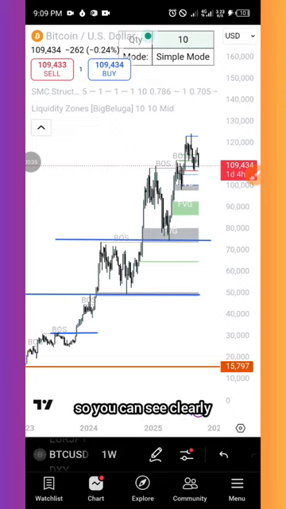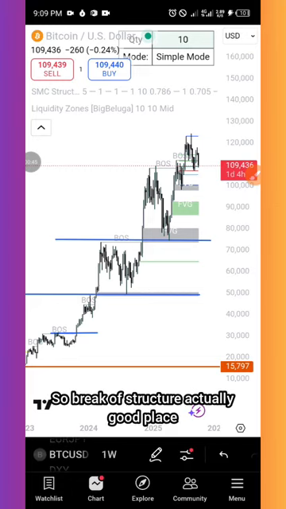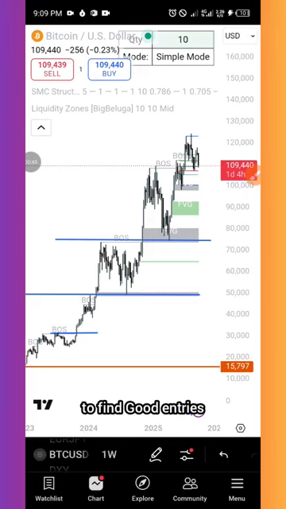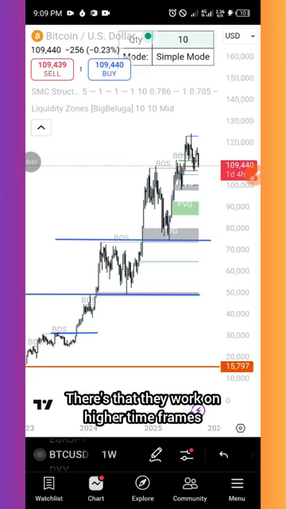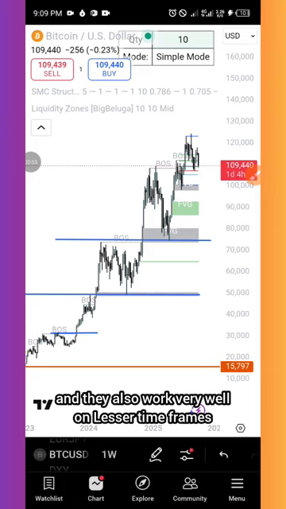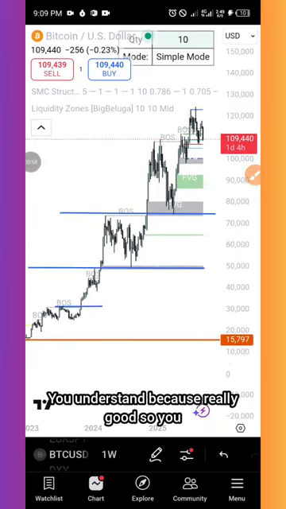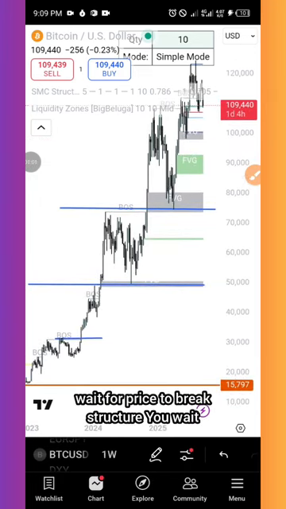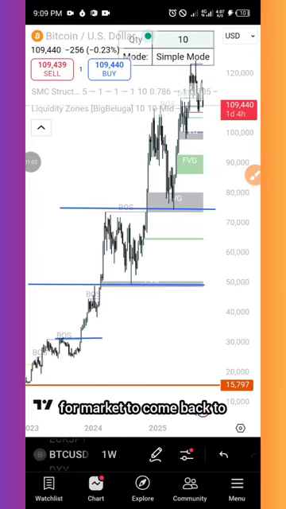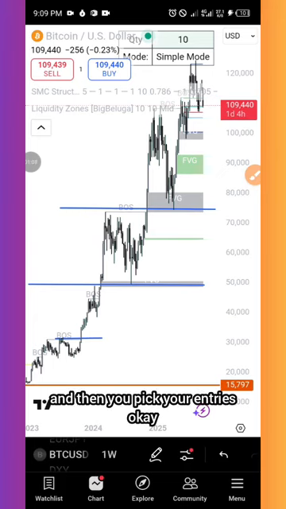So you can see clearly that whenever the price came to that point of break of structure, price will rebound from that position and then go up. So break of structure is actually a good place to find good entries. You understand? They work on higher time frames and they also work very well on lower time frames. So you wait for price to break structure, you wait for the market to come back to that structure that it just broke, and then you pick your entries.